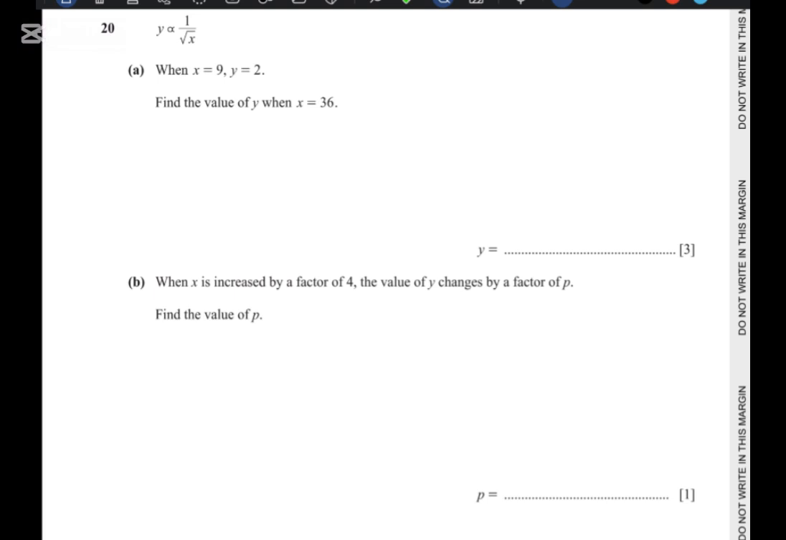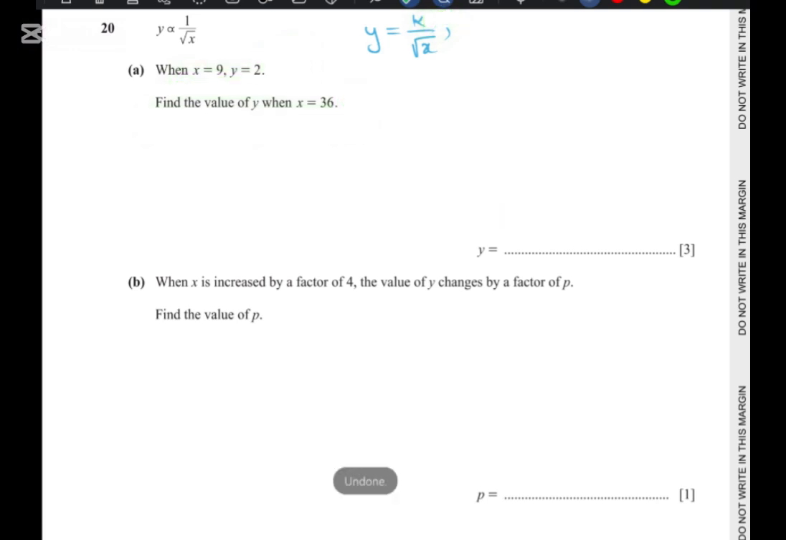Question number 20. Y is proportional to 1 by root x. So whenever proportionality is given, you need to take k and multiply that to the given right hand side. Now take the values of y and x which are given in question A. When x is equal to 9, y is equal to 2, find the value of y when x is equal to 36. So using this, we will find out the value of k, and then we'll find the value of y in the next step.